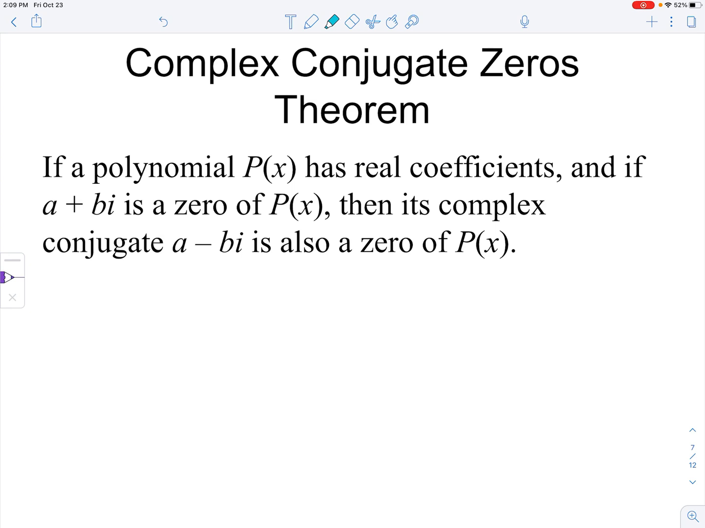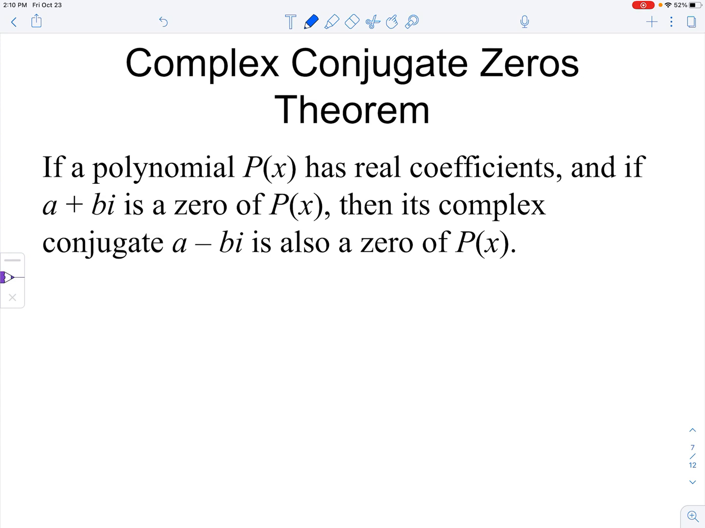The complex conjugate zeros theorem is going to be helpful for us as kind of a shortcut for identifying the zeros of a polynomial function. So if a polynomial p of x has real coefficients, and if a plus bi is a zero of p of x, then its complex conjugate, a minus bi, is also a zero of p of x.